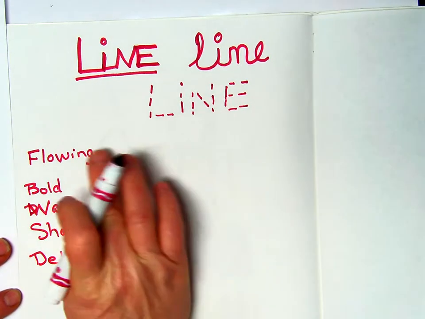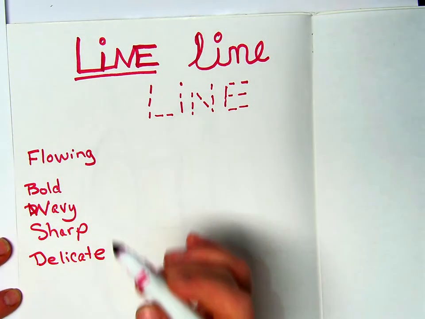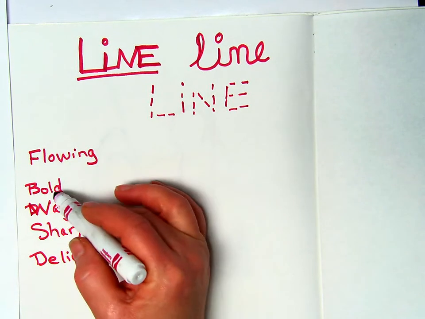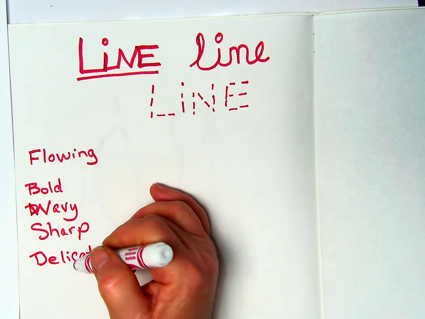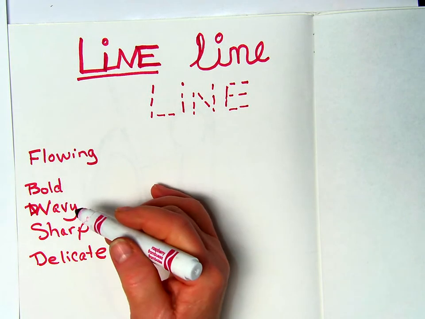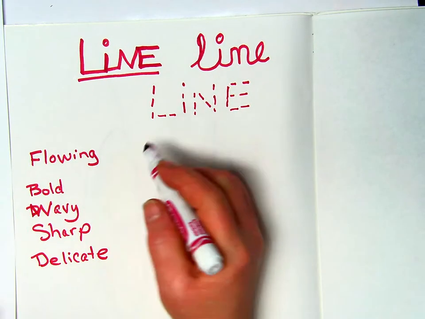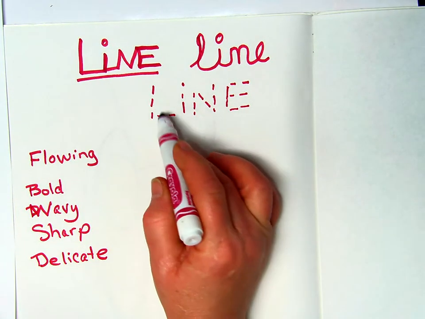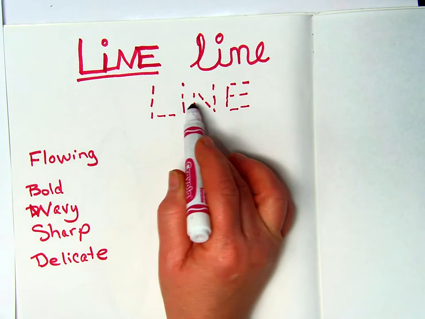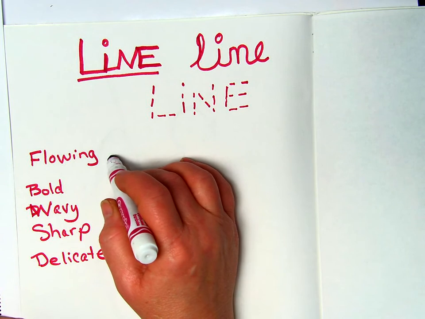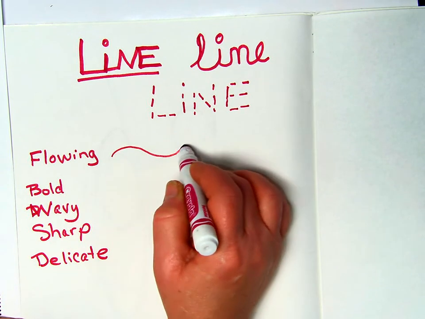All right, so then right next to this, I would like you to come up with a type of line that shows flowing, bold, wavy, sharp, delicate, wiggly, smooth, thin, bumpy, thick, and all of these. For example, flowing to me is a line that does not stop and start again. This is not a flowing line. So I'm going to do a line possibly that flows like water.